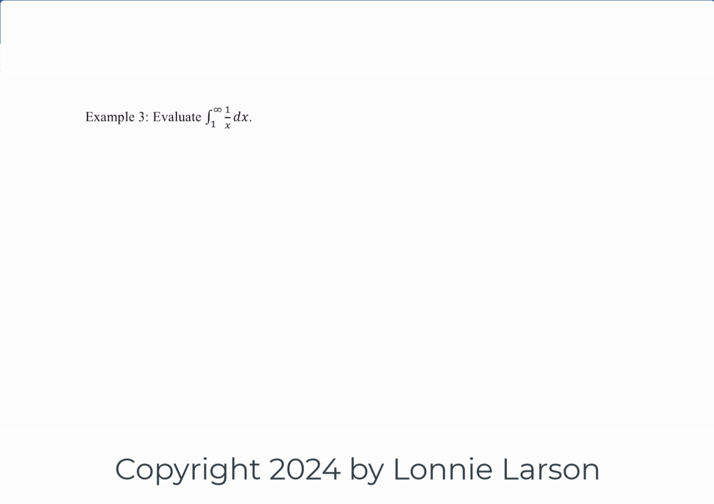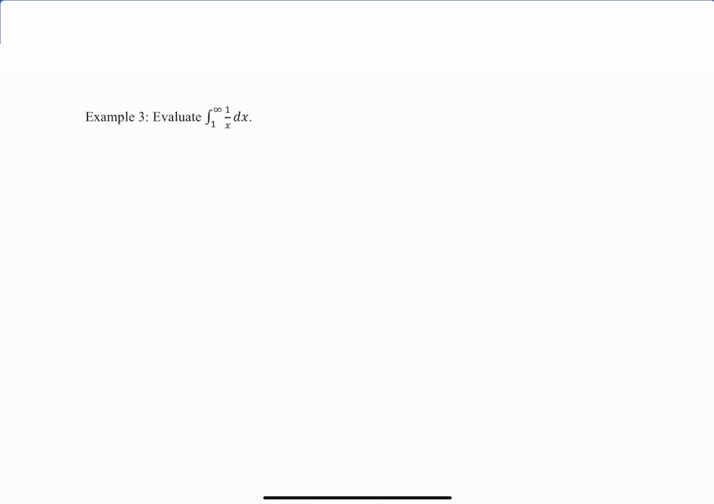Everybody. I've got another example for you where something a little different is going to happen. Let's see how this goes. We want to evaluate the improper integral from 1 to infinity of 1 over x dx. What we mean by that, and you do need to write this just like this, is the limit as b goes to infinity of the definite integral from 1 to b of 1 over x dx.